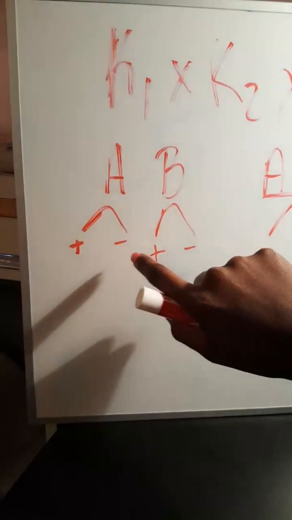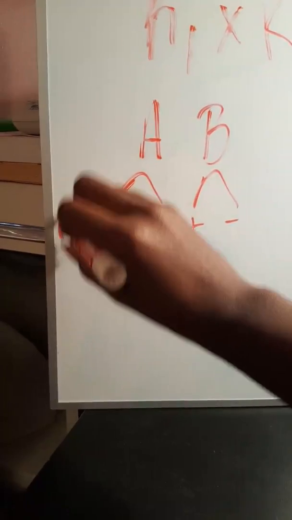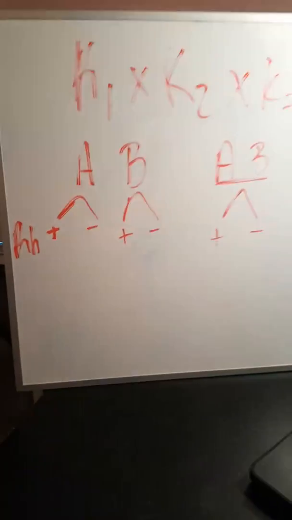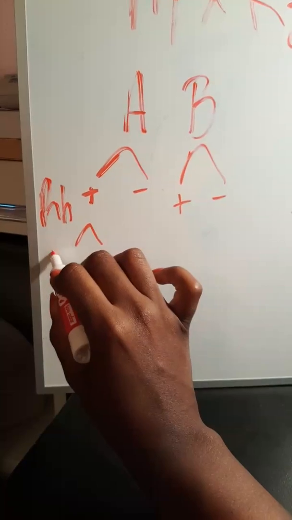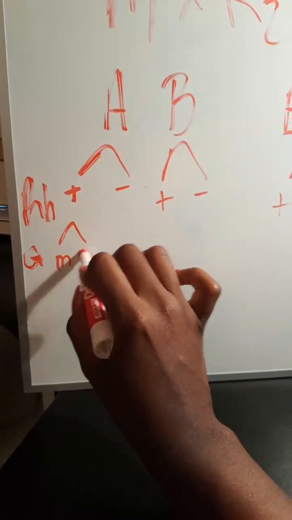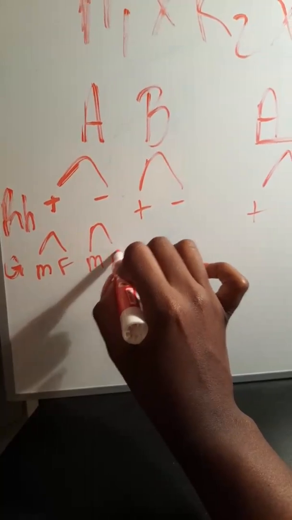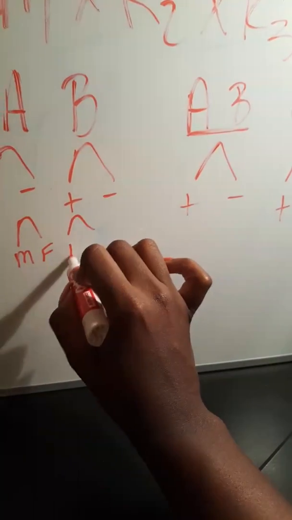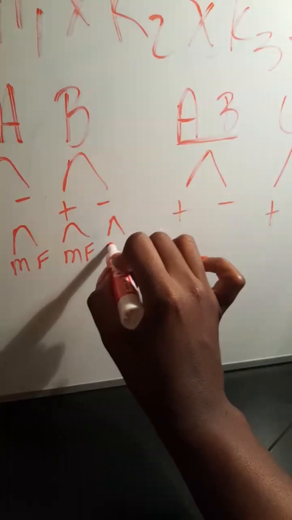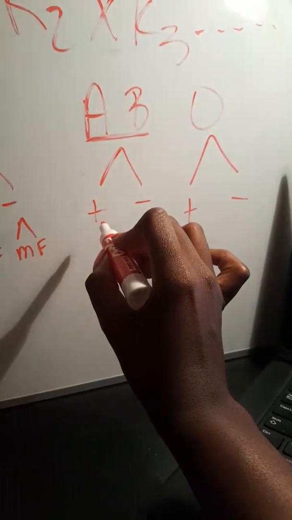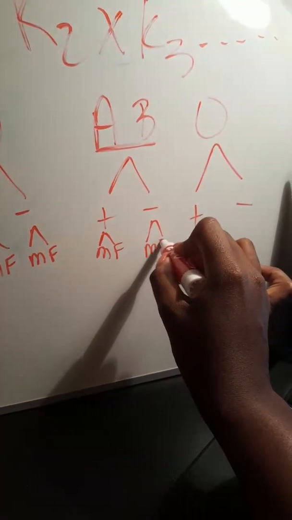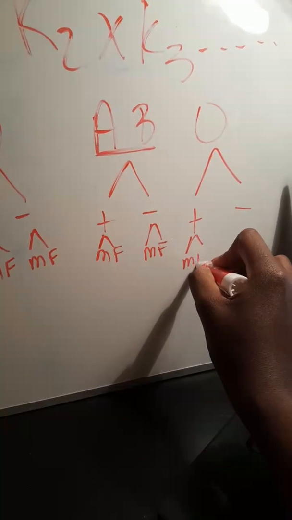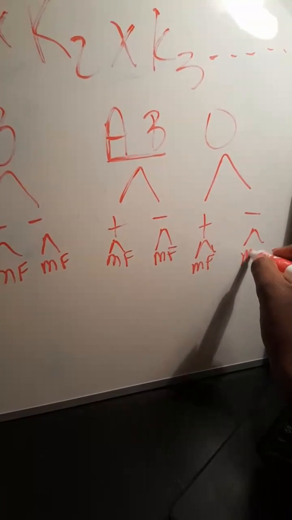Now remember, this is category 1, that could be K1. This is category 2, which is the Rh factor, positive and negative for each one. And now the third row is going to be the gender, which is male or female for each one. Male, female, male, female, male, female, male, female, male, female, male, female.